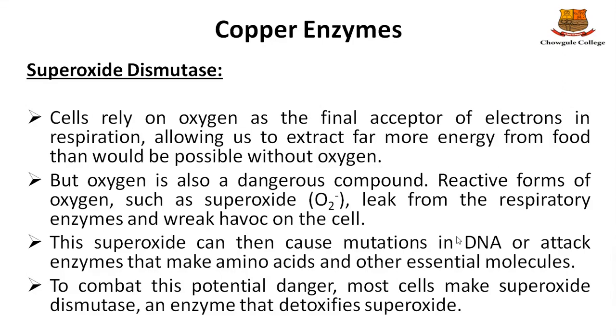Now we know that cells rely on oxygen as the final acceptor of electrons in respiration, allowing us to extract far more energy from food than would be possible without oxygen. But oxygen is also a dangerous compound. Reactive forms of oxygen such as superoxide can leak from the respiratory enzymes and wreak havoc on the cell. This superoxide can then cause mutations in DNA or attack enzymes that make amino acids and other essential molecules. To combat this potential danger, most cells make superoxide dismutase, an enzyme that detoxifies superoxide.